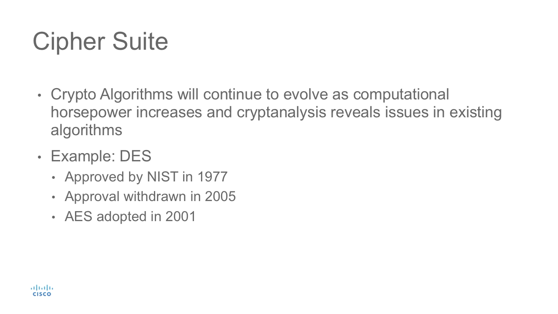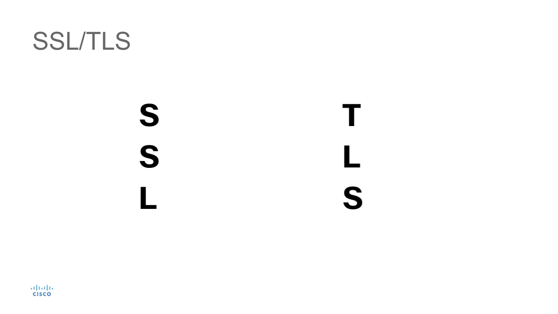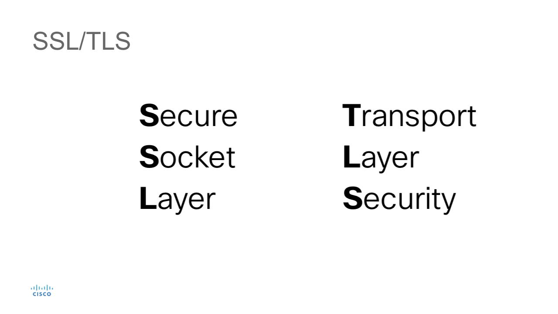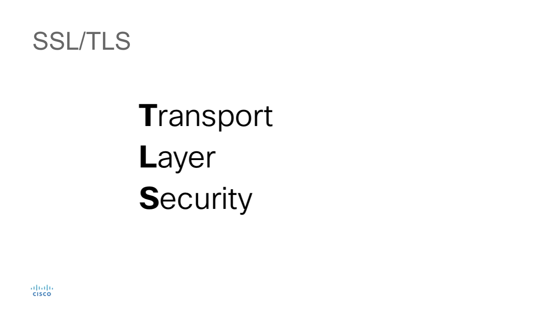Now, a cipher suite is a group of protocols that are put together to perform a couple of different things. So we're going to talk about those in this section. We're going to turn our attention to SSL or TLS. SSL is Secure Socket Layer, TLS is Transport Layer Security. TLS is essentially the replacement of SSL. So as SSL has evolved, it's become TLS.